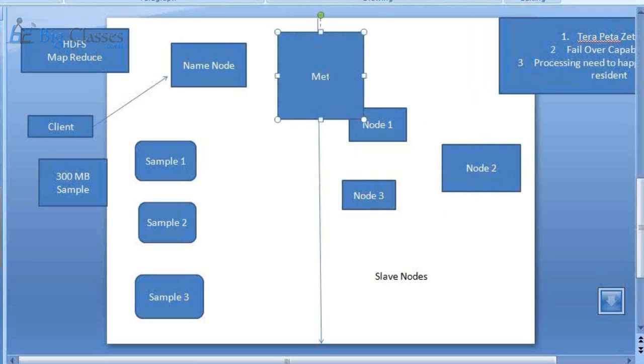Metadata information. Sarvanan, are you following? Sarvanan and Jawhar, are you following, or do you have any questions? Please tell me.